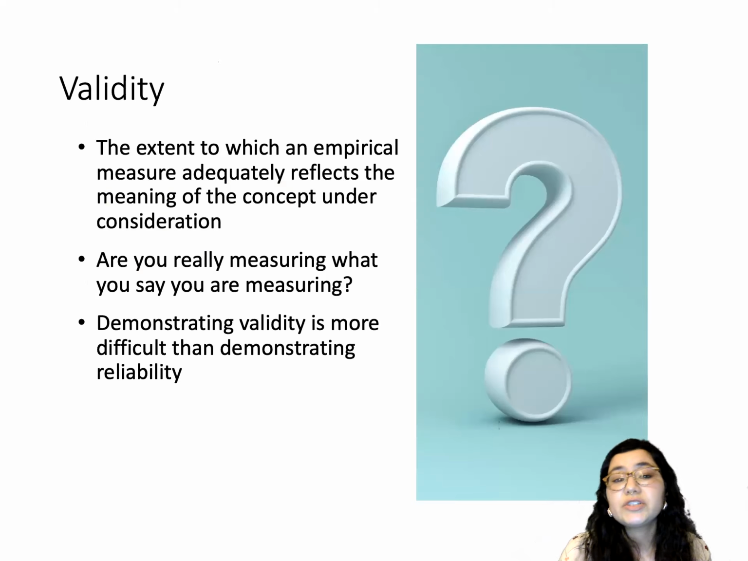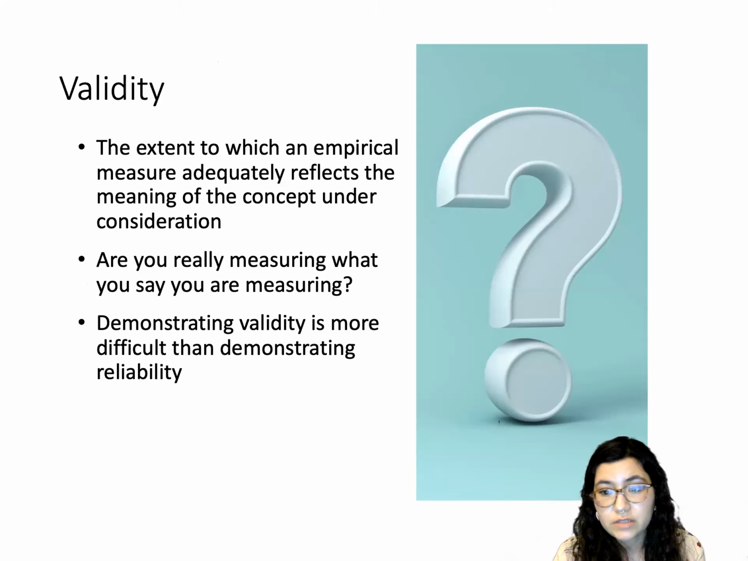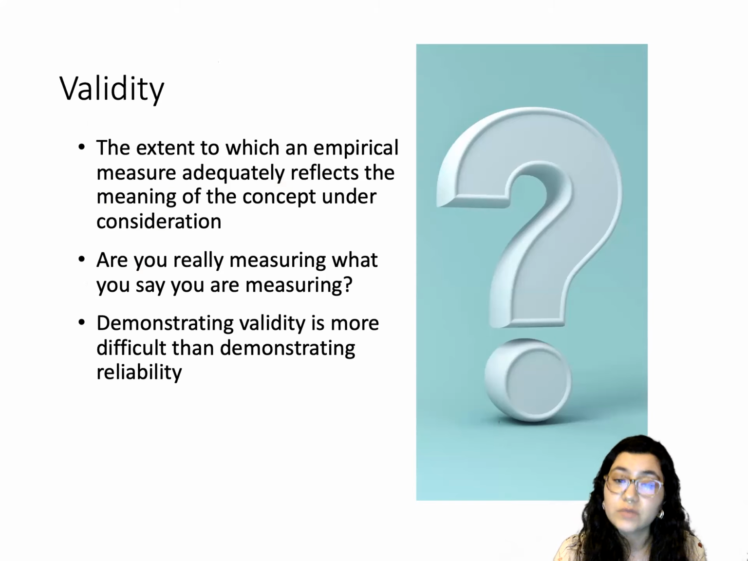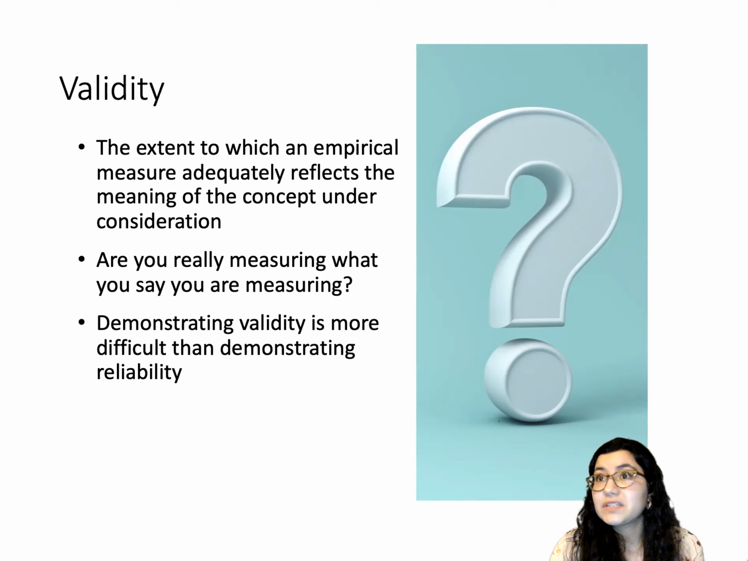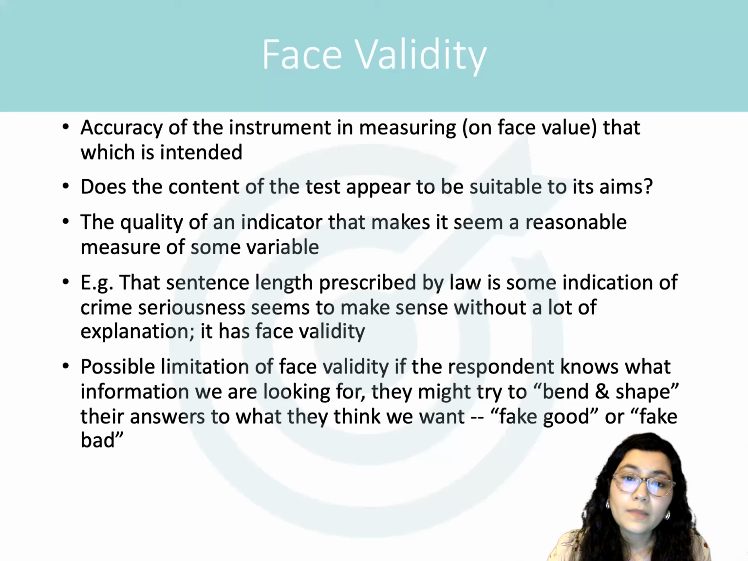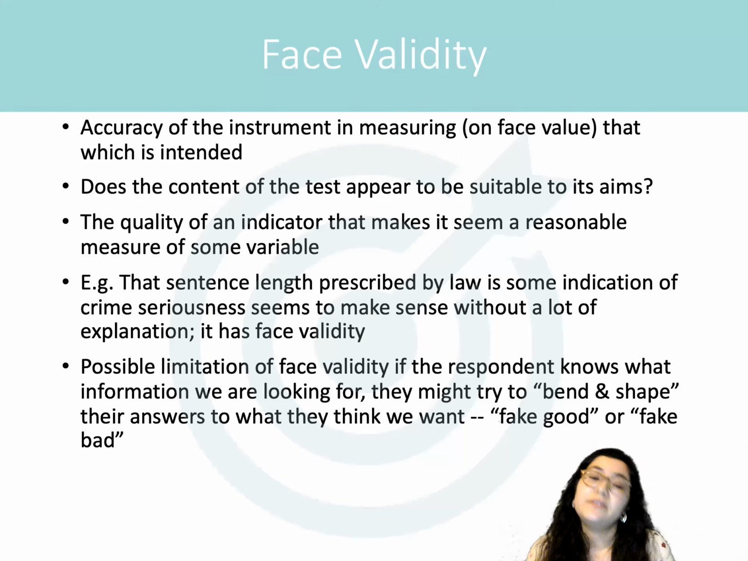Validity is the extent to which an empirical measure adequately reflects the meaning of the concept under consideration. So it's not if it's consistently getting the same thing, but if it's actually getting the right measurement. So if you're really measuring what you're saying you're measuring. And like I mentioned before, sometimes we don't know what that specific thing is without the measurement tool that we do use. So demonstrating validity can be more difficult than reliability. And there are different types of validity.